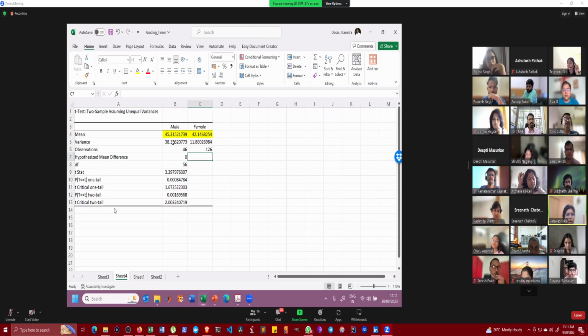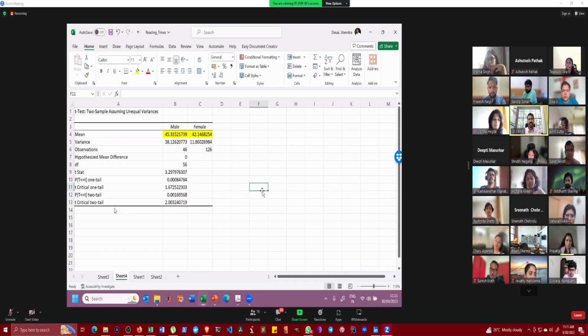The one sample having greater standard deviation will always be the first variable, correct? In this test, it doesn't matter. It only matters in the F test. But as a convention, you can just keep it that way.